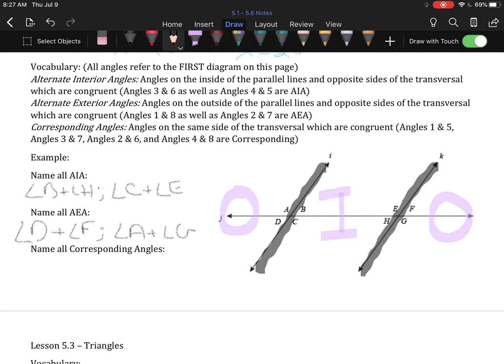Corresponding angles now are angles on the same side of the transversal that are congruent. There will be 4 pair of these. So angle A is on the top of the transversal. The obtuse angle, the other obtuse angle on top is angle E. So A and E are corresponding. Angles B and F are corresponding. Angles D and H are corresponding. And angle C and angle G are corresponding.